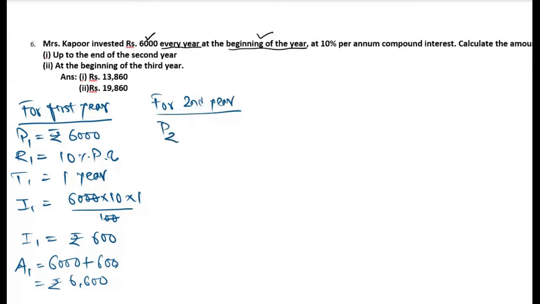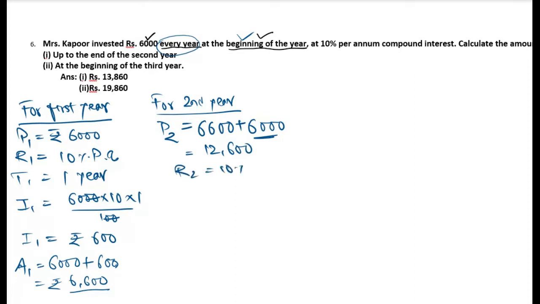What will be P2? At the beginning of every year she has 6,000 rupees which she invests. Already the amount which she got from the first year, that is 6,600 rupees, is there definitely, but 6,000 rupees more will be added to this. What is this more 6,000 rupees? That is the amount she is investing every year at the beginning of the year. So at the beginning of second year, she will have 6,000 more to invest, which will be added with the amount from the first year, right? So the principal for second year becomes 12,600.